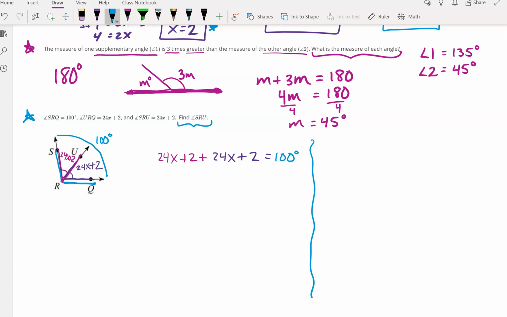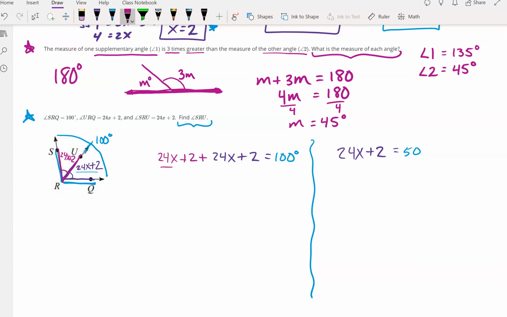We could also notice that because these are exactly the same and the entire measurement of my angle is 100, that probably this is a bisector, an angle bisector, which means it cuts it exactly in half. And I could also go about solving the problem by setting my 24x plus 2, just one of these angles, equal to 50. All right, and that would be 50 because it would be half of 100. Okay, so let's see if both of these work out. Let's do a little math here together.